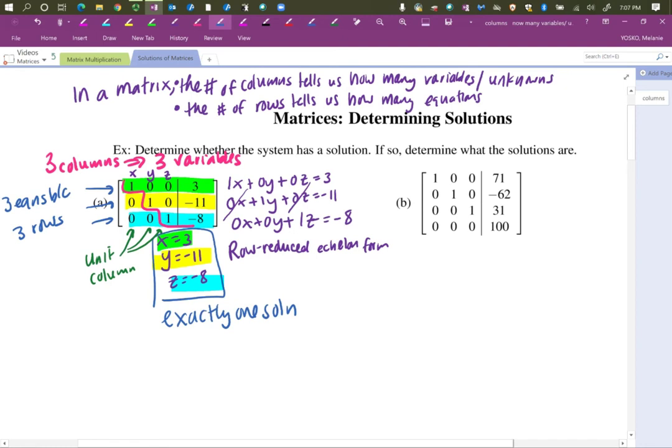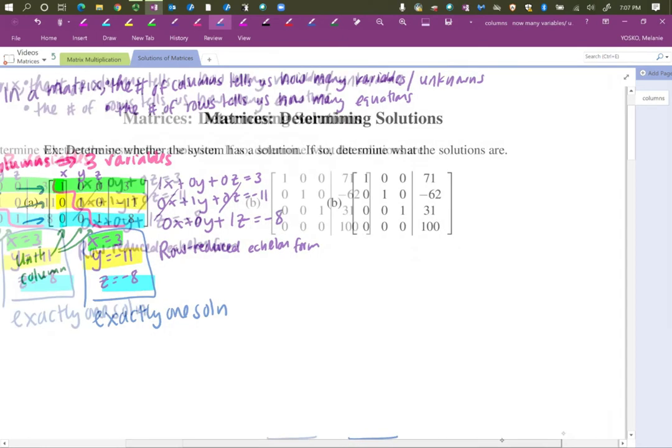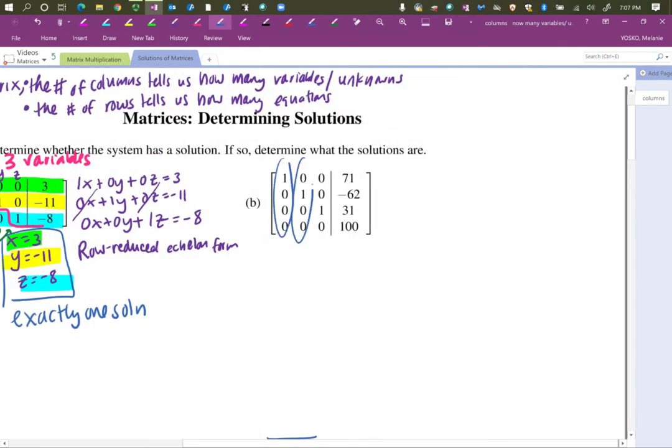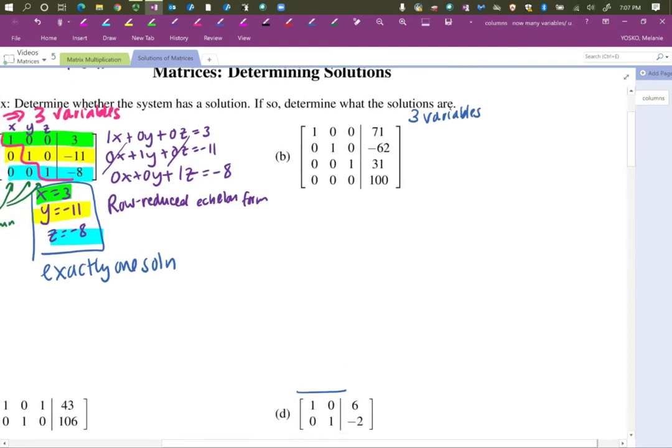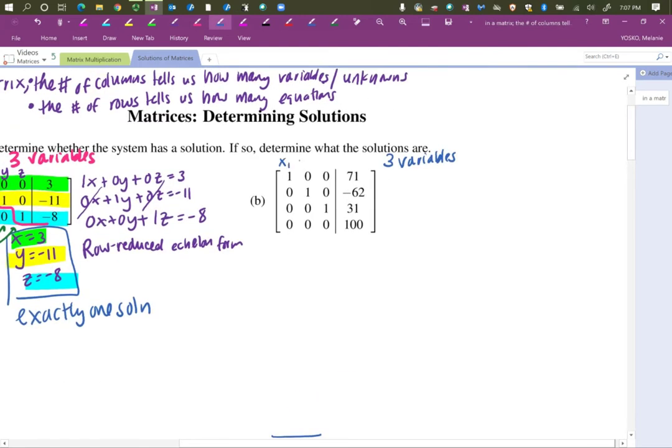Okay, let's try part B. So for part B, we see we still have 1, 2, 3 columns to the left of that vertical line. So we're going to have 3 variables or 3 unknowns. Just to change it up a little bit, let's call them x sub 1, x sub 2, and x sub 3. So we're going to read off our answers. We have 1, 2, 3, 4 equations this time. So let's just go a piece at a time. So looking at this one right here.